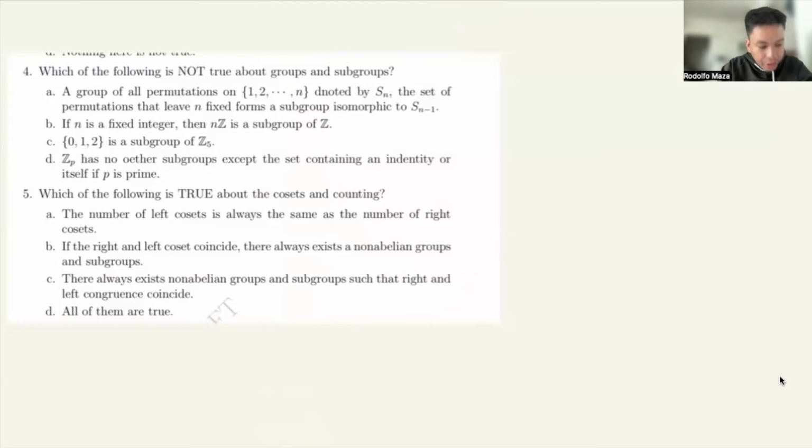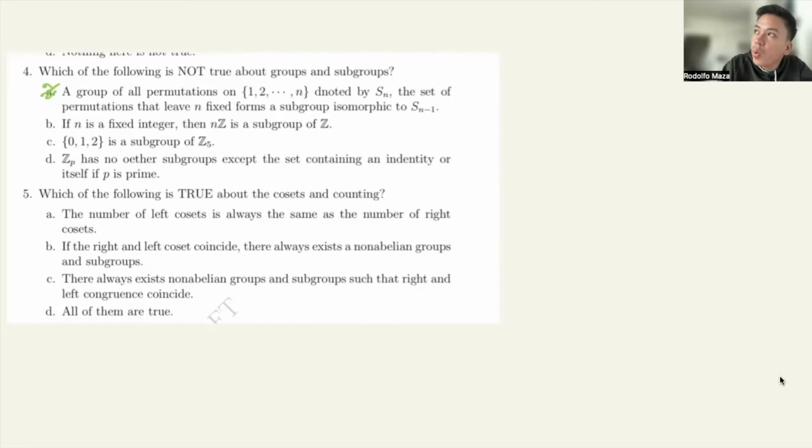Okay, number 4. Which of the following is not true about groups and subgroups? So, a group of all permutations, denoted by Sn, is the set of permutations that leave n fixed forms a subgroup isomorphic to S n minus 1. In fact, this is one of the properties of a permutation group. So obviously, this is true. Ang letter B naman, if n is a fixed integer, then nZ is a subgroup. This is obviously true.